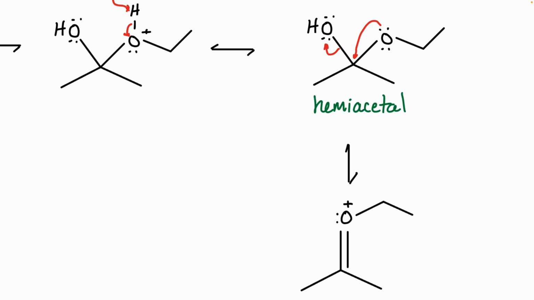But why is that wrong? There's nothing illegal about my electron pushing arrows. Right? I didn't break any octet rules or anything like that. But what's wrong with this step here? Why wouldn't that be allowed?